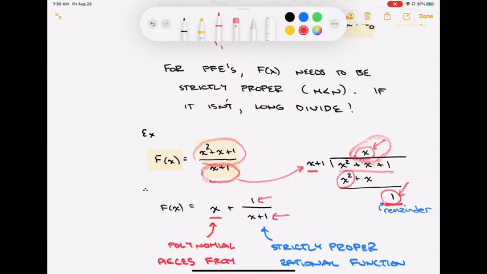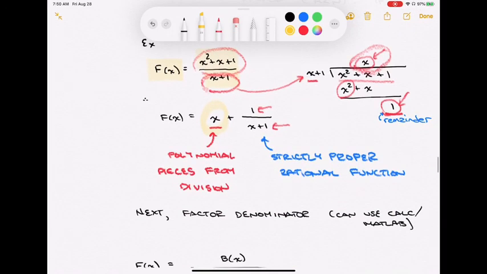You could easily demonstrate that this is equivalent to the above one by taking this first term x and multiplying it top and bottom by x plus 1 over x plus 1. That's a fancy one, it doesn't change it. If you do that multiplication and combine the terms, that's finding a like denominator, you would get the original expression. So when we do that long division, we should get polynomial pieces from the division, and we should also end up with a strictly proper rational function.